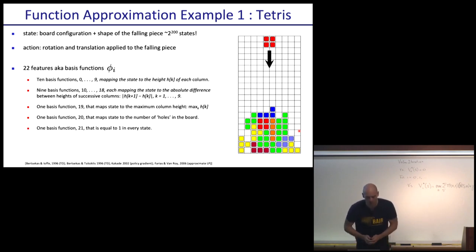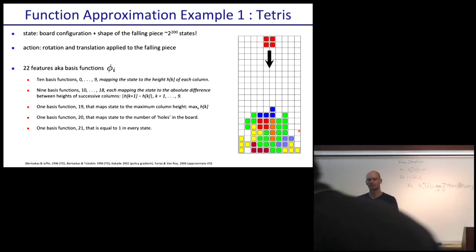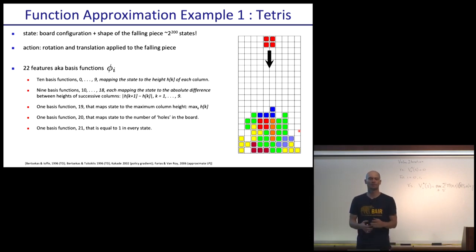And then 1 basis function that is equal to 1 in every state. You typically need this because it's essentially an offset, the average value over all states that you tend to visit. You don't want to try to store that inside the features. Just like when you fit a line to a set of points, you don't want to be forced to go through the origin. Same thing here. You don't want to be forced to go through 0 when all features are 0.